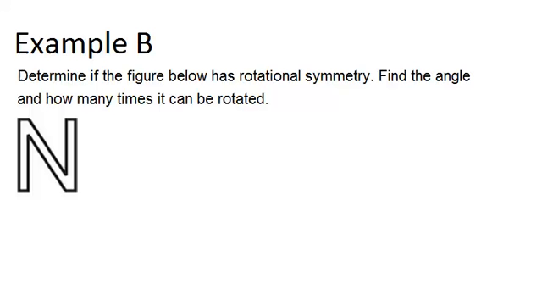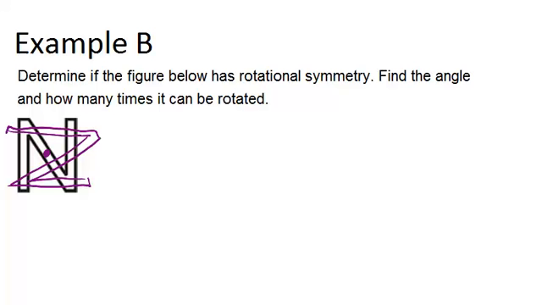In example B, it says, determine if the figure below has rotational symmetry. Find the angle and how many times it can be rotated. So in this case, this letter N, if we think about its center point right there, if we rotated it just a quarter turn, 90 degrees, it would be on its side and look instead like a Z, like this. But if we rotated it 180 degrees, it would be back to looking exactly the same again.